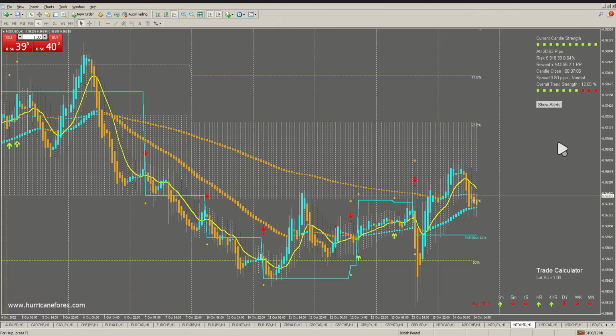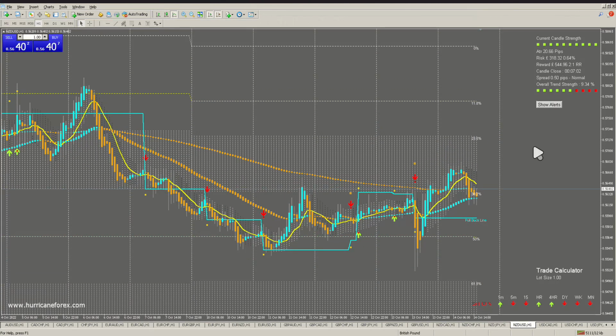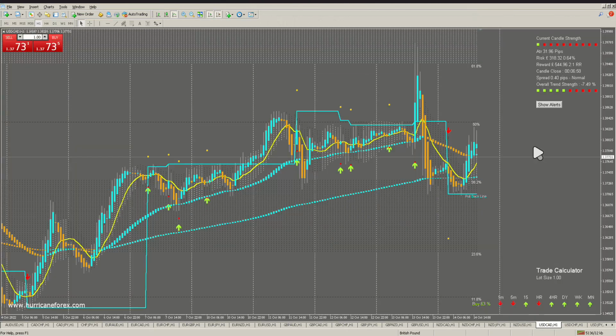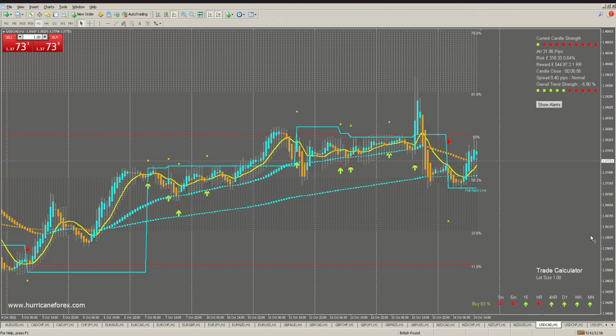Okay, so just going through here, I'm very much a set it and forget it kind of guy, so I don't like to look at trades and fiddle with them. I prefer to set them up and go.